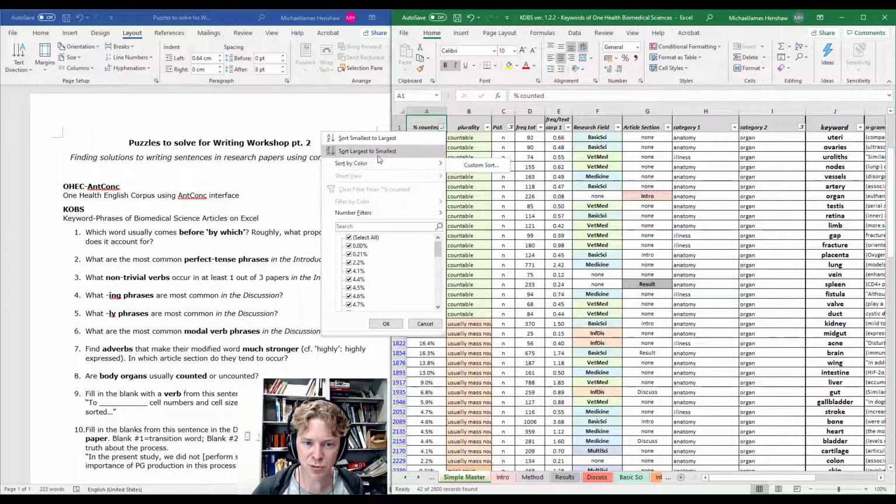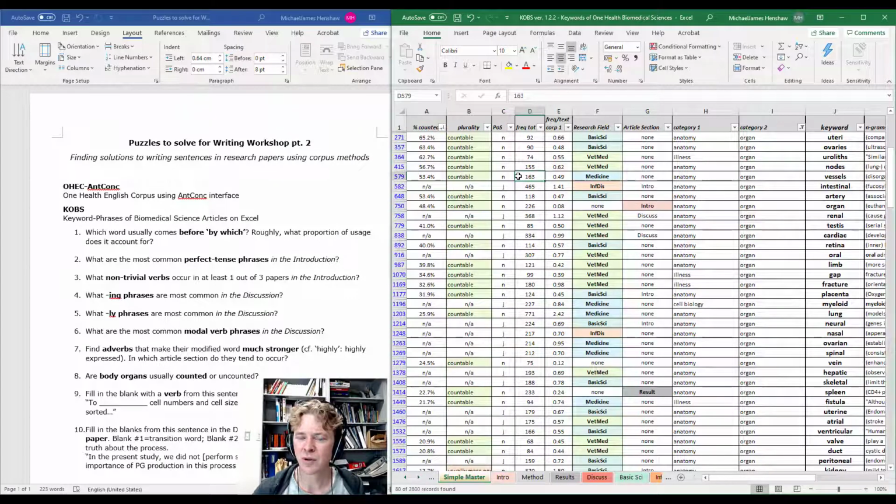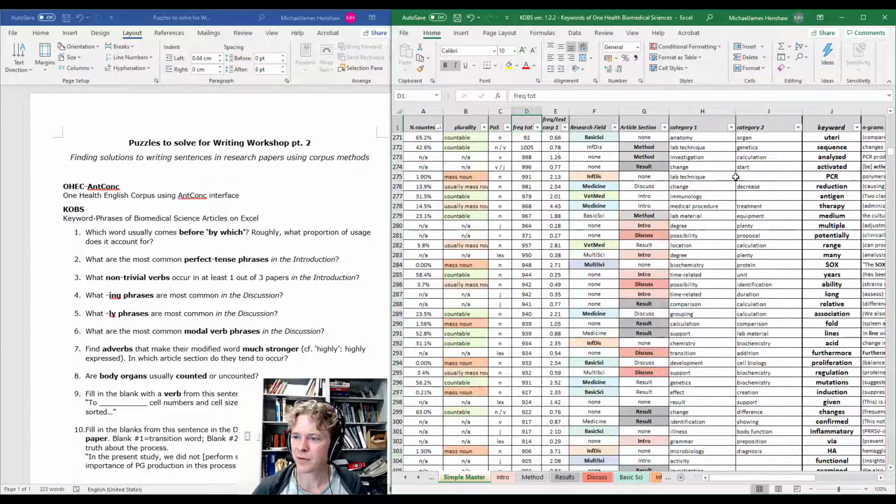Clear your filter before you leave. Clear your filter. Oh, sorry, that's not my filter. The POS is the filter. Clear your filter before you leave. Now, this is still blue, so I still have a filter on. Where's my other filter? Clear your filter before you leave.